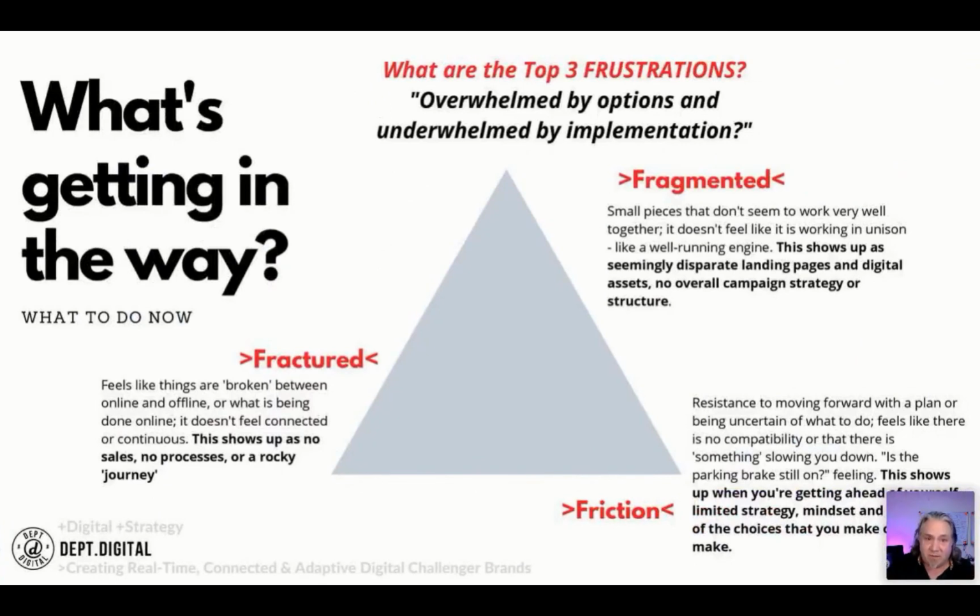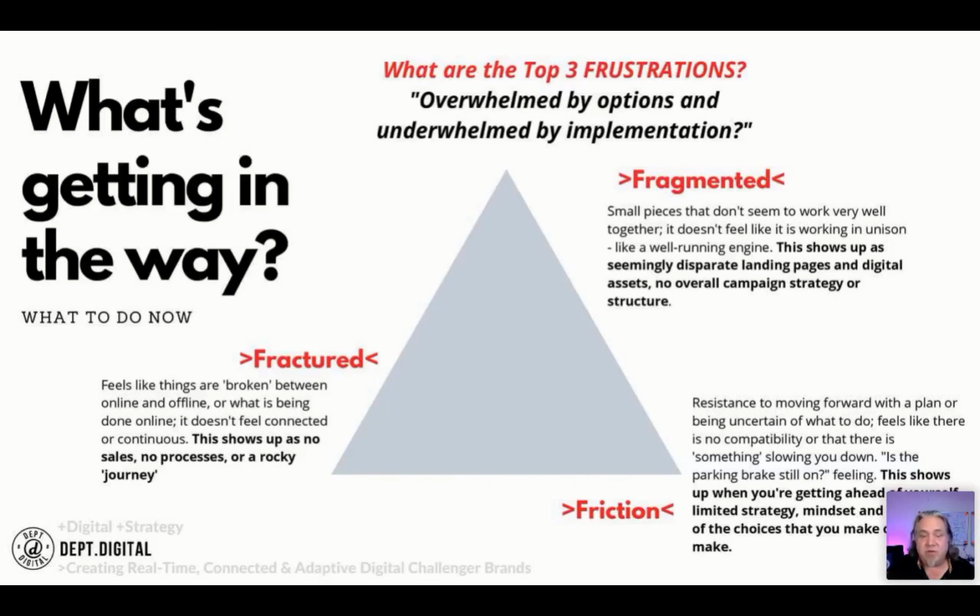So what comes next is, what are the top 3 frustrations? We're going to go a couple of levels deep here, hopefully to bring out exactly what we want to put together at the end. So what's getting in your way? Fundamentally, frustrations: overwhelmed by options. There's a lot you can do out there, but underwhelmed by implementation. It's like, I don't know what to do next, I don't know where to start. So it can be very difficult to get a good, solid start on your roadmap. But I've isolated these into 3 fundamental frustrations: being fragmented.